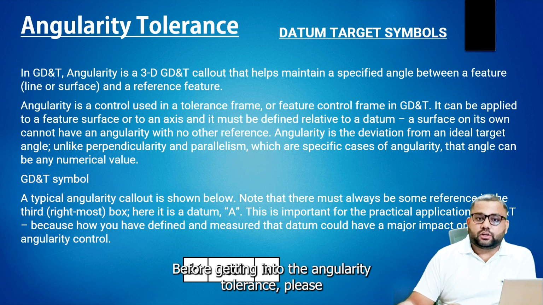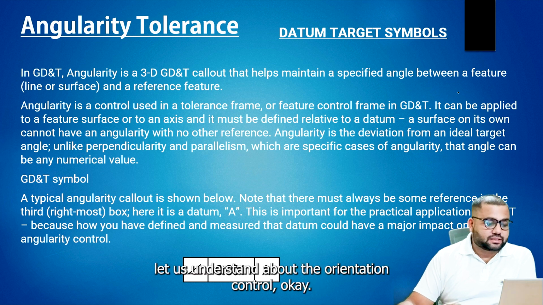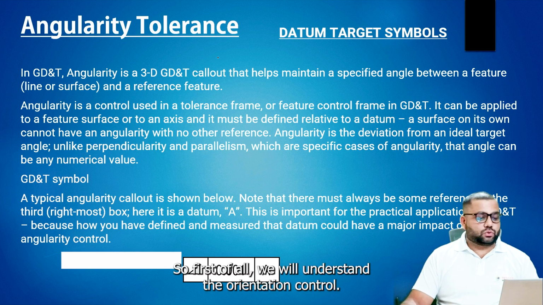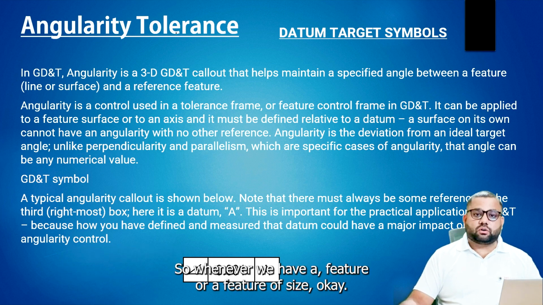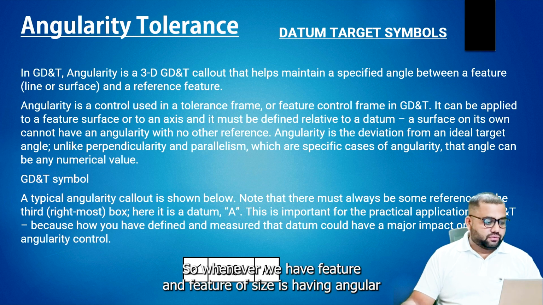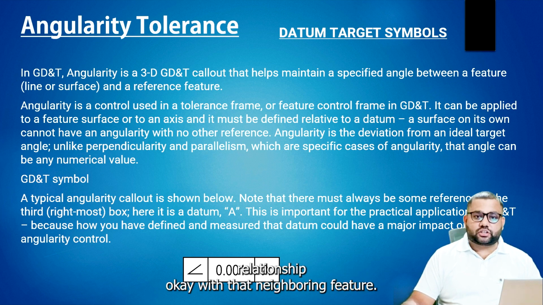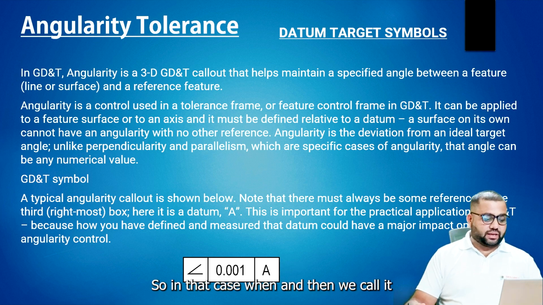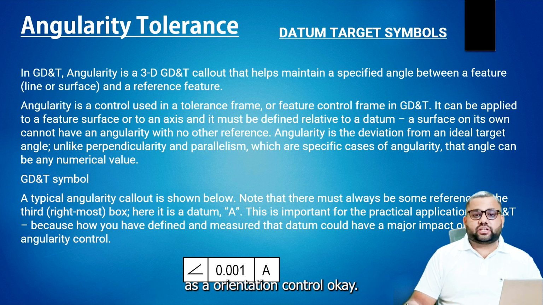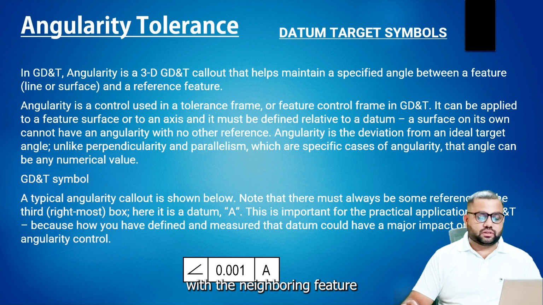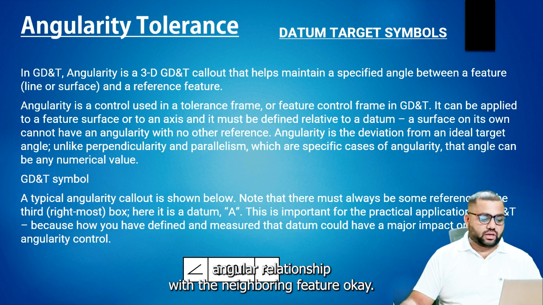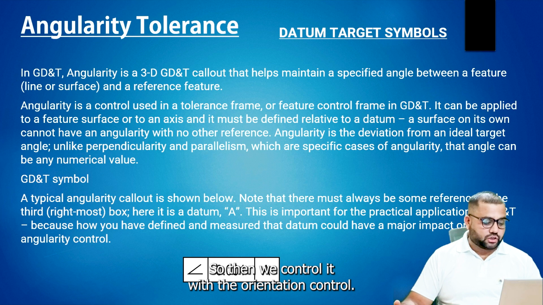Before getting into the angularity tolerance, let us understand about the orientation control. Whenever we have a feature or a feature of size that has an angular relationship with the neighboring feature, we call it orientation control. So then we control it with the orientation control.